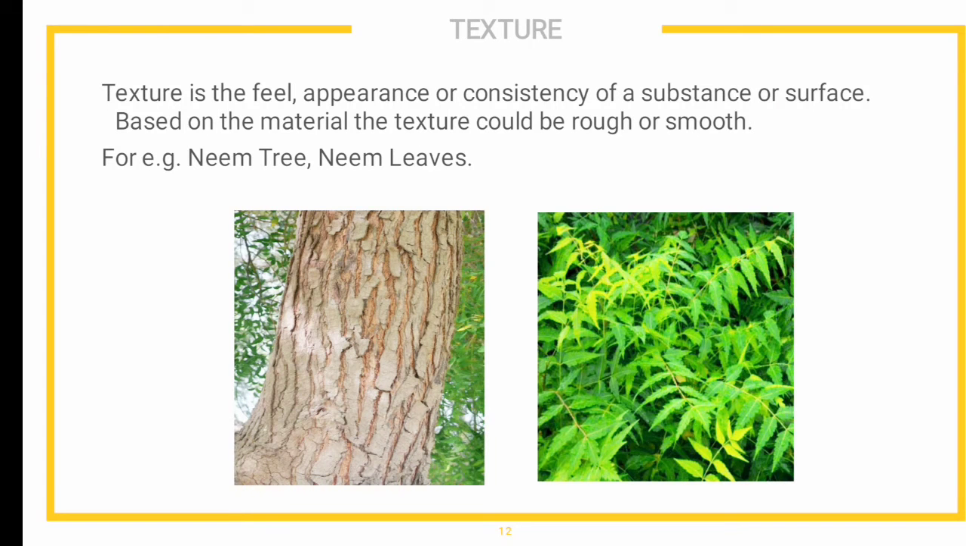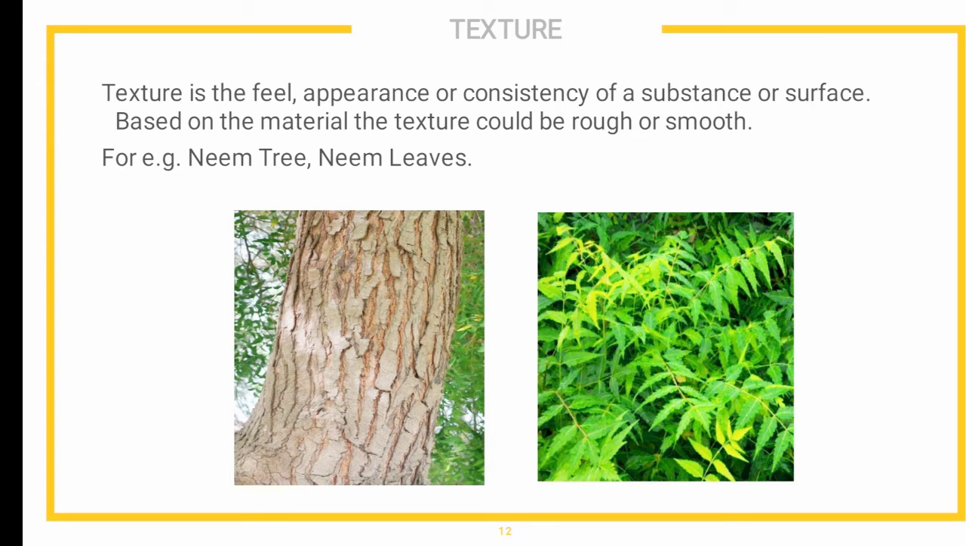Next up, we have texture. Texture is when you touch something. Texture is the feel, appearance or consistency of a substance or surface. Based on the material, the texture could be rough or smooth. The best example is the neem tree and neem leaves. In one tree, if you touch the bark, it will be very rough. But if you touch the leaves, or even the seeds of the neem tree, you will find them very smooth.